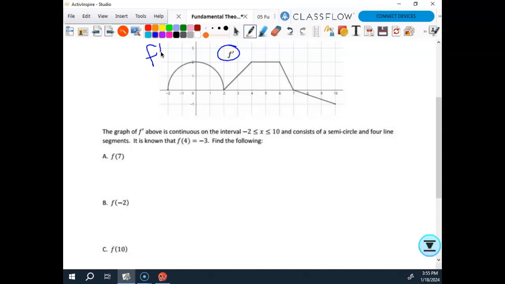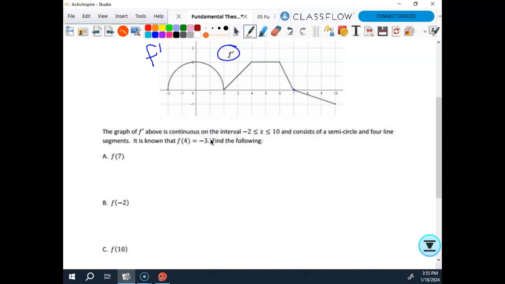Well, f of 7, there's 7, and that's 0, but that's f prime, so that does not help me. Okay, I cannot integrate instantaneously, right? I can find an instantaneous rate of change. It doesn't work the same way going the opposite way. But I have to use something that I know. Okay, I know that f of 4 is equal to -3. They told me that right there.